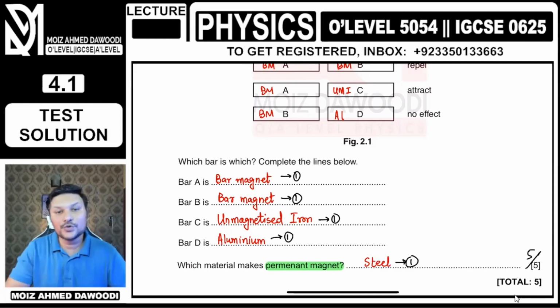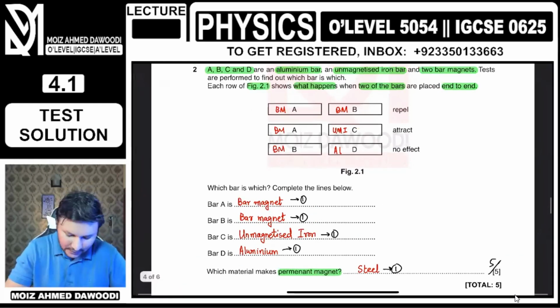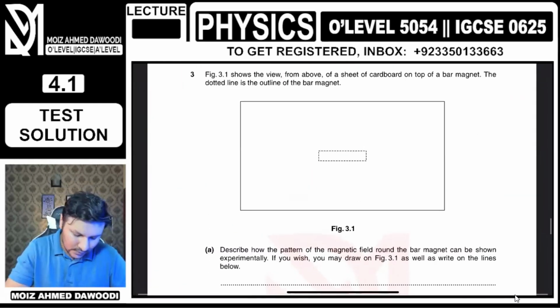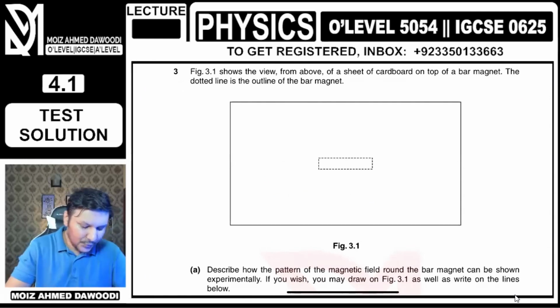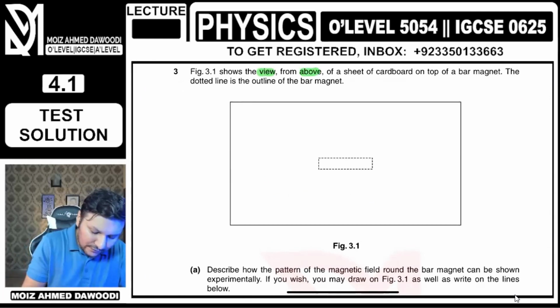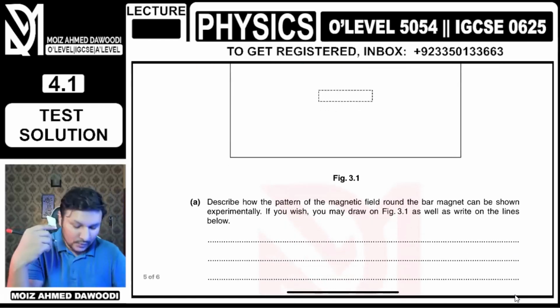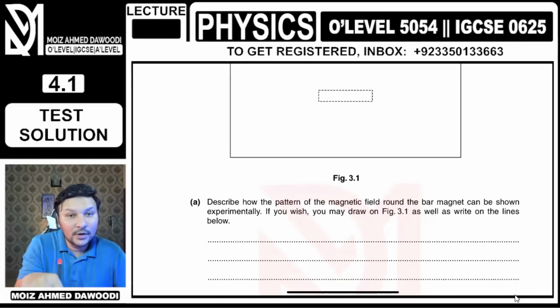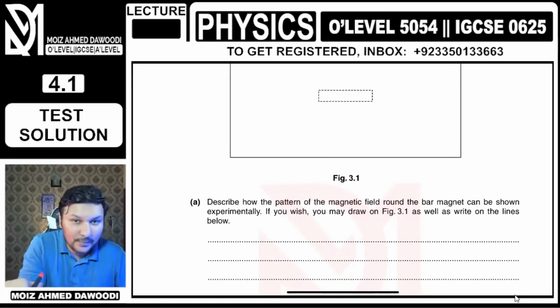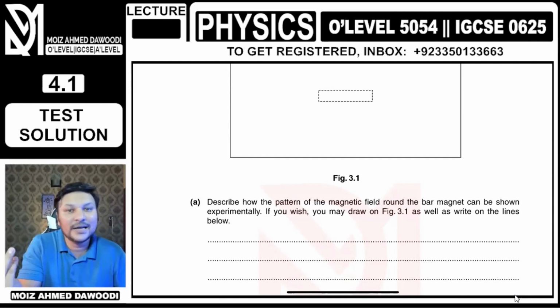So that was question number 2 of descriptive questions. Now, figure 3.1 shows the view from above of the sheet of cardboard on the top of the bar magnet. The dotted line shows the outline of a bar magnet. That means we don't have to write down, place a bar magnet on an A4 size paper and draw an outline around it. That step should be omitted because the examiner already told you that the dotted line shows the outline of a bar magnet.